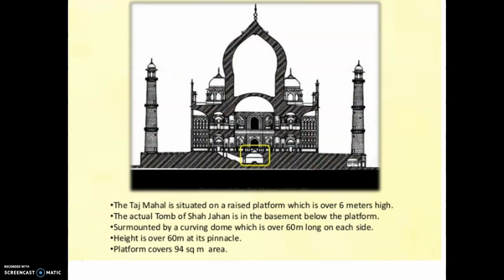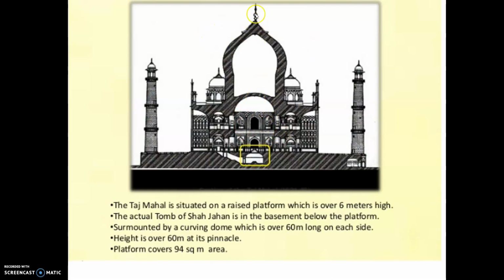The interior of the Taj Mahal is raised on a platform. The platform is called the Chabutra, and the actual tomb of Shah Jahan and Mumtaz is below the platform. This is the pathway which takes you to the underground chamber. This is the actual tomb of Shah Jahan and Mumtaz, surmounted by a carved dome which is over 60 meters long on each side.